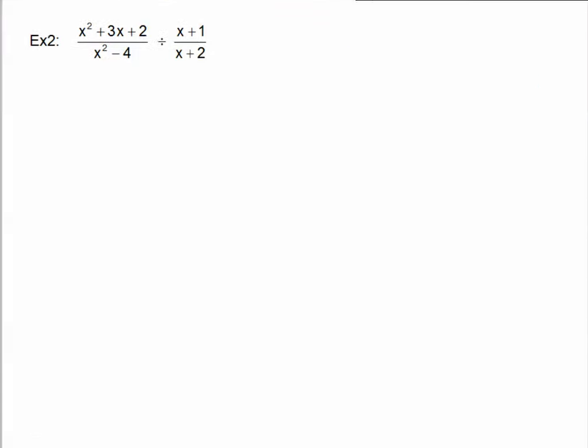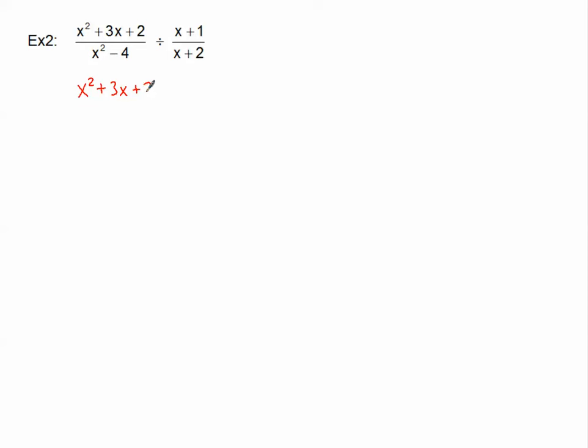Looking at example 2, now I note that I'm dividing these fractions. So the first thing I'm going to do when I know that I'm dividing is I'm going to keep the same first fraction. Nothing's going to change that right now. But I'm going to change the division to a multiply by taking the reciprocal of the second fraction. So now the x plus 2 is in the numerator and the x plus 1 is in the denominator.